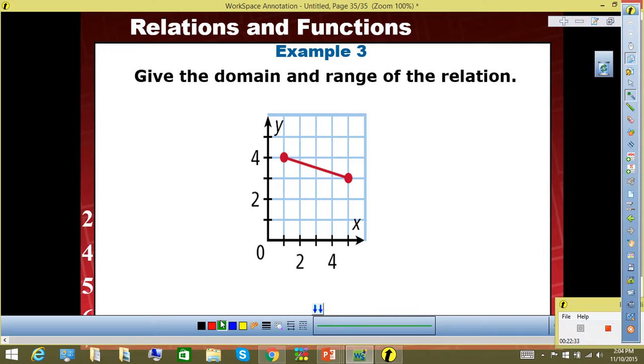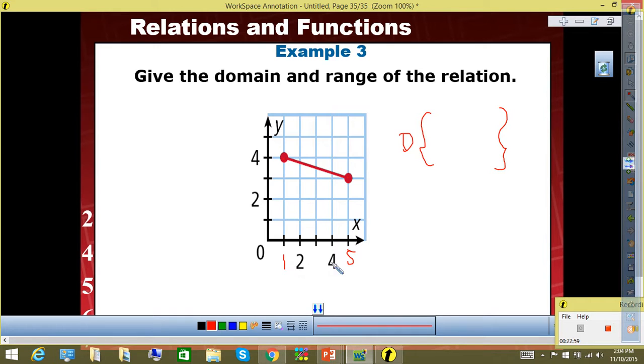The domain, we said it's all x values. Is that correct? So let me ask you this. What did they give us? This line right here with two dots, or this line segment. What values of x make up this segment? Yes. He said 1 and 5. That's true for this point and this point. How about all this in between?